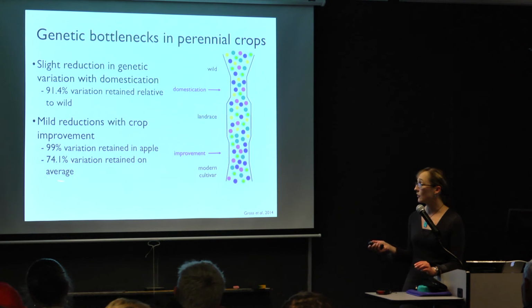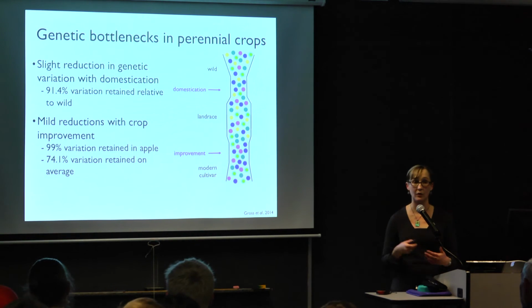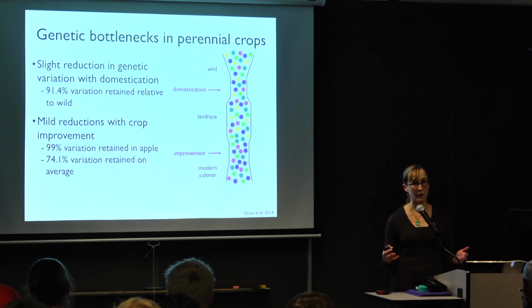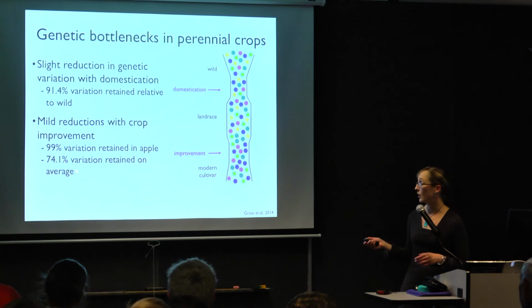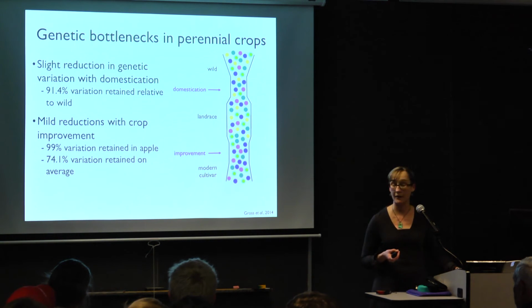If you go to the literature, on average, and I have to say this is based on not very many studies because not very many people have looked at this, on average, perennial crops actually show a similar improvement bottleneck to annual crops. If you look at the figures that are present, it shows that perennial crops lose about 25% of variation in that improvement step. But I really think we need more data about this transition in perennial crops for crops in which that has occurred.